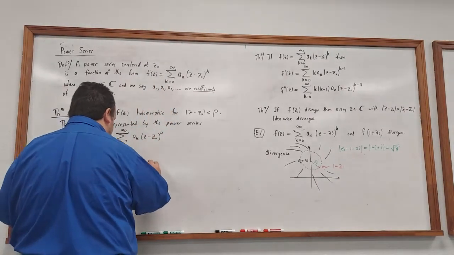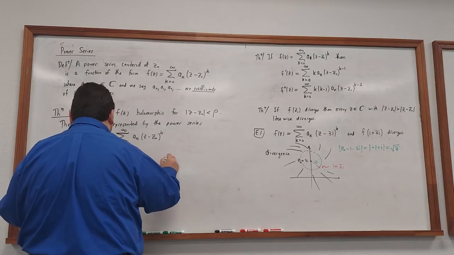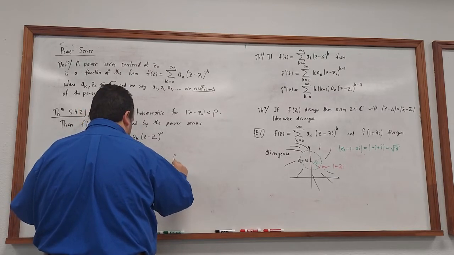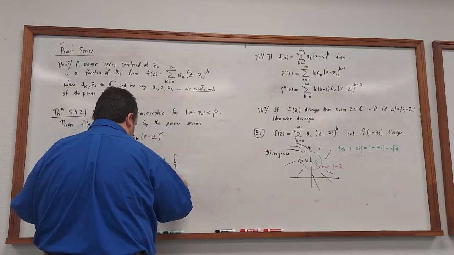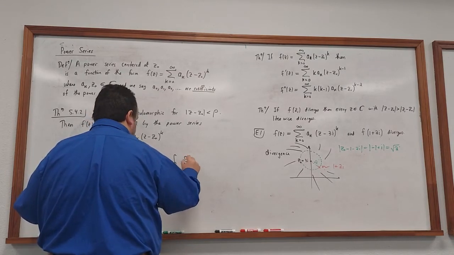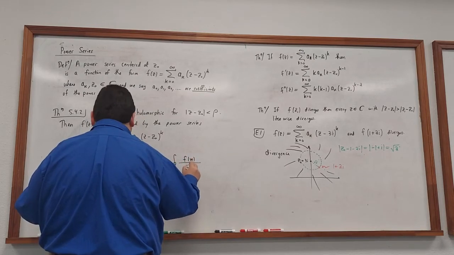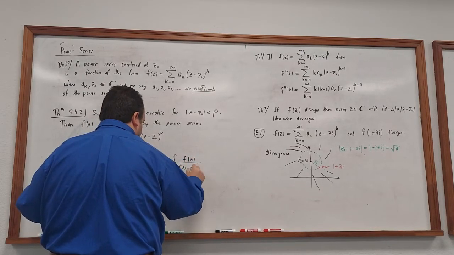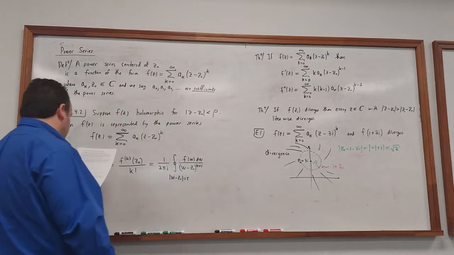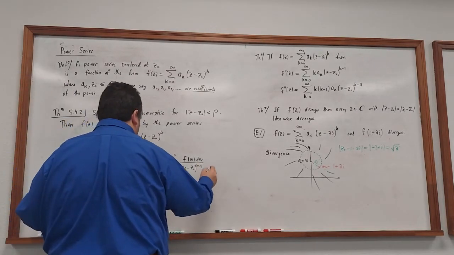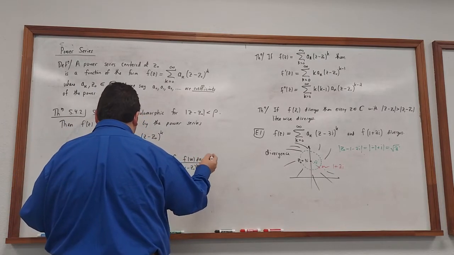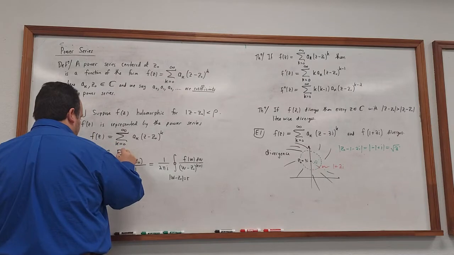I don't want to talk about this too much today, but I'll just mention here that this is also equal to 1 over 2 pi i times Cauchy's integral form. The integral around the circle, w minus z naught equal to r, of f of w over w minus z naught to the k plus 1 dw. Of course, this is for k greater than or equal to 0, right?